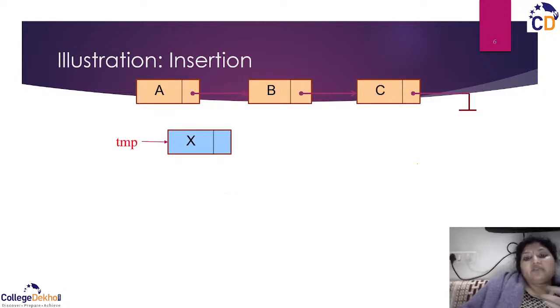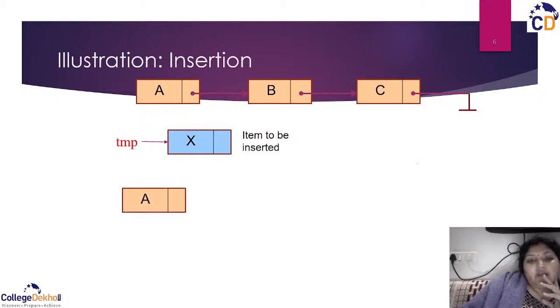So suppose we have such kind of linked list. A is connected to B and the third element is C, and C is the last element of the linked list. Now we want to insert the item X in between the elements of this list. Let us see that part, right?